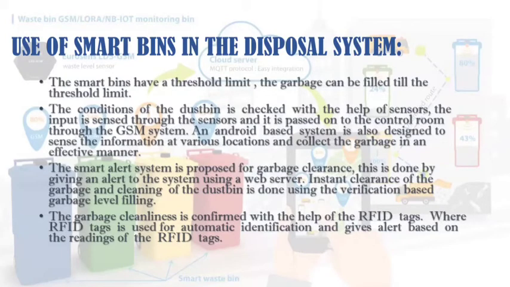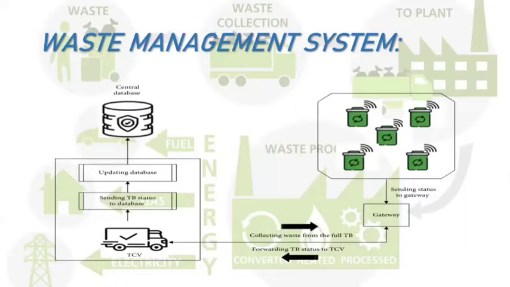This is done by giving an alert to the system using a web server. Instant clearance of the garbage and cleaning of the dustbin is done using the verification-based garbage level filling. The garbage cleanliness is confirmed with the help of the RFID tags, where RFID tags are used for automatic identification and give alerts based on the readings of the RFID tags. This shows the total waste management system.